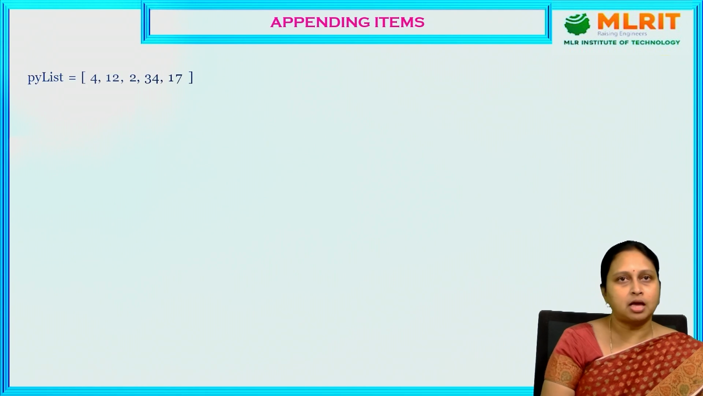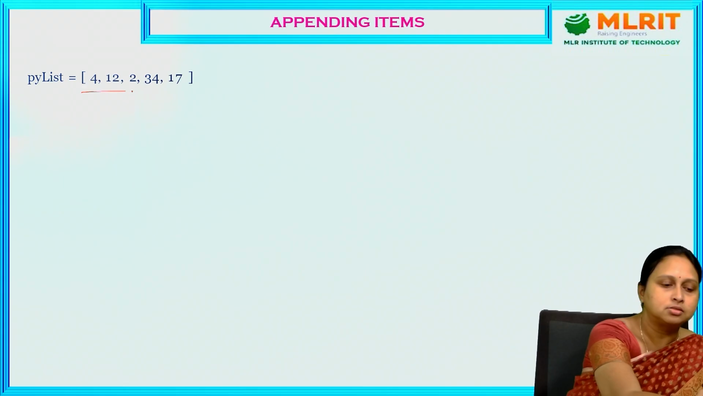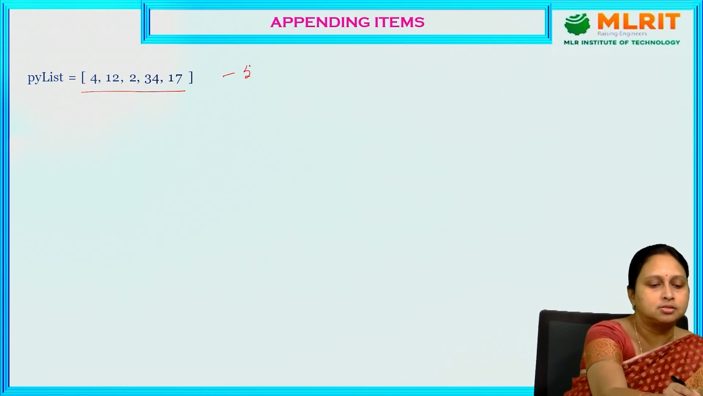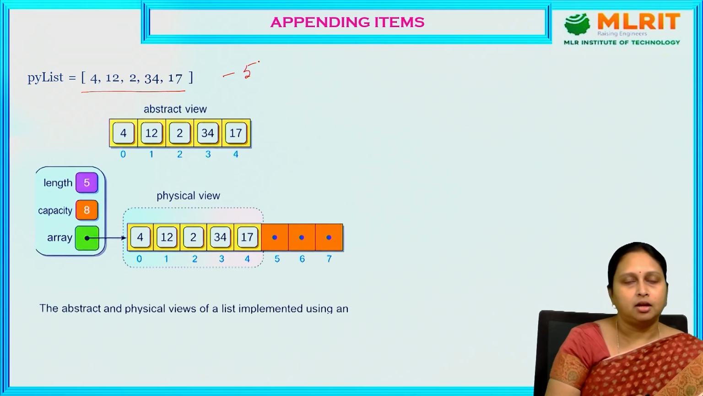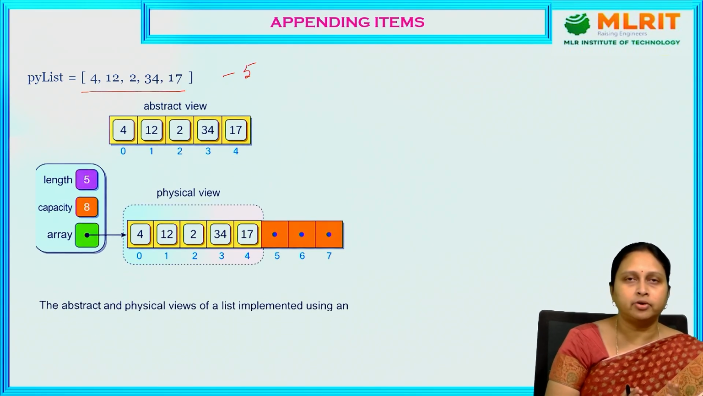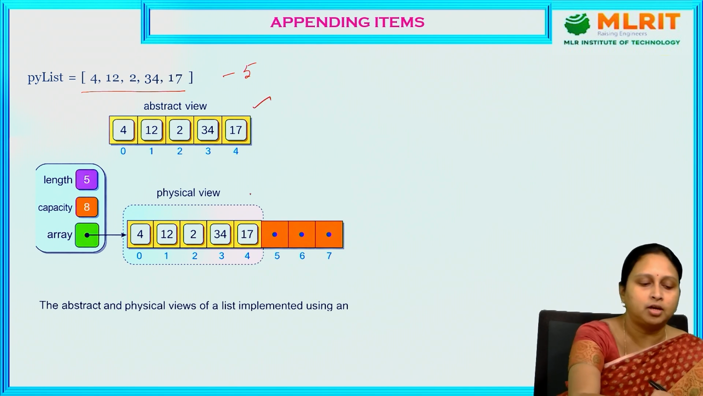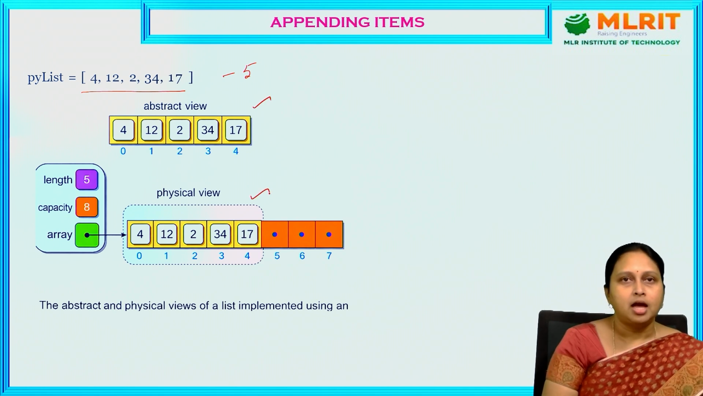The first one is appending items in the list. For that, first we are going to initialize all the items in the list. We have taken a total of 5 elements in the list. Now, when you are going to append the elements into the list, here we are going to know about the different views of storing or appending the items in the list. One, we are going to find as the abstract view, and another one as the physical view.